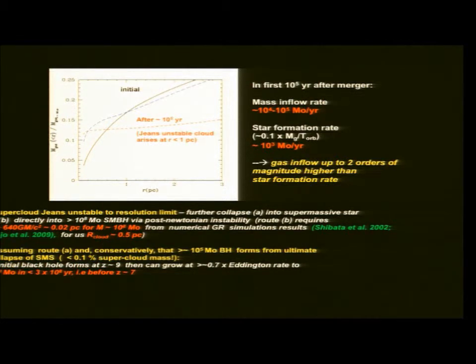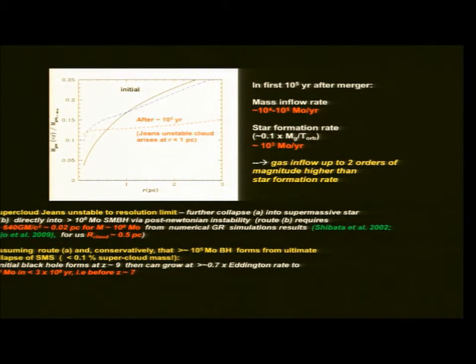The interesting thing is if the cloud collapses at least 10 times more in scale than what we can follow here, you get to the situation where it could really undergo this post-Newtonian instability. Okay? So it's possible that this cloud will not have to go through the supermassive star phase, but will directly collapse into a black hole. And that is something that we are now trying to do with numerical GR collaborators that are going to port the final condition of this cloud into one of their codes.